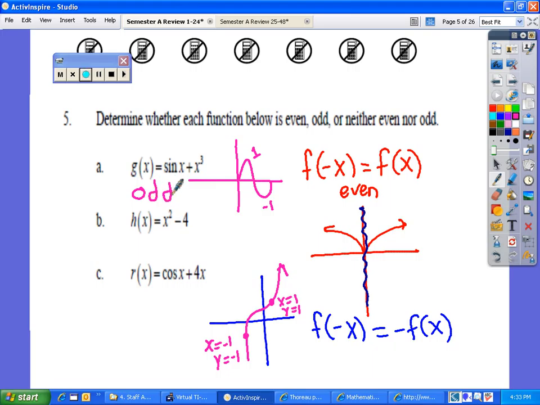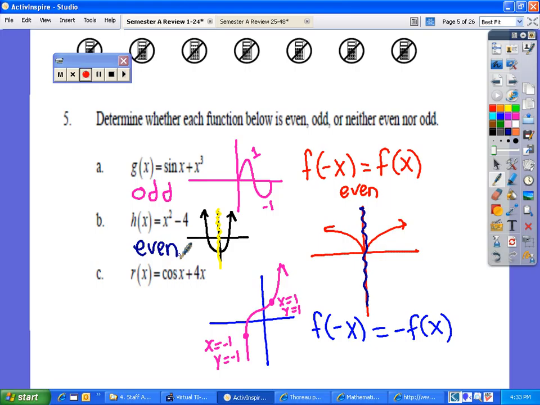Okay, the next one is a quadratic. It's like a quadratic like this. So you can see right away that it is going to have that symmetry with the y-axis. Same things on both sides. Whether there's a negative x or a positive x, the y value stays the same. So the next one is going to be even.